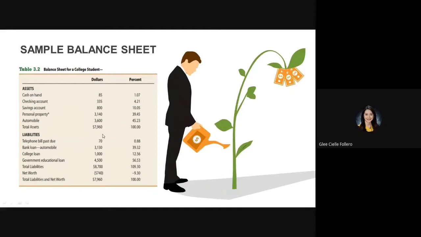Okay? So, technically, in this case, the person is insolvent because his net worth is negative. So, it's negative $740. Okay? So, maybe ito, when students graduate and take on full-time jobs, pwedeng mag-iba yung balance sheet niya. So, that is the time that he can be able to pay all these liabilities, and then that's time na pwedeng mag-increase na yung kanyang assets. And then, yung kanyang net worth.